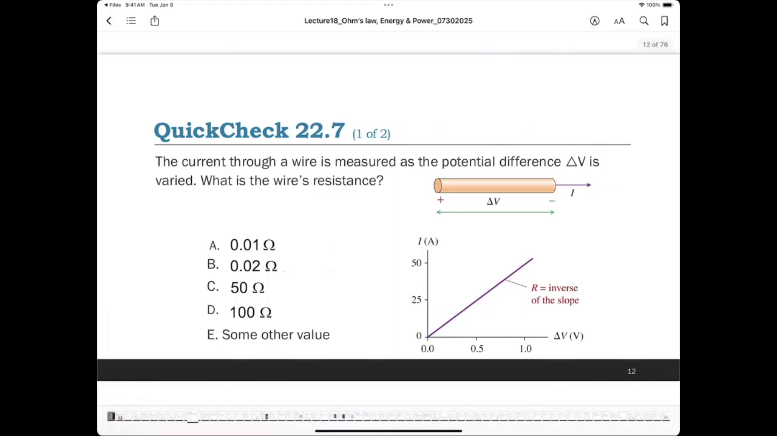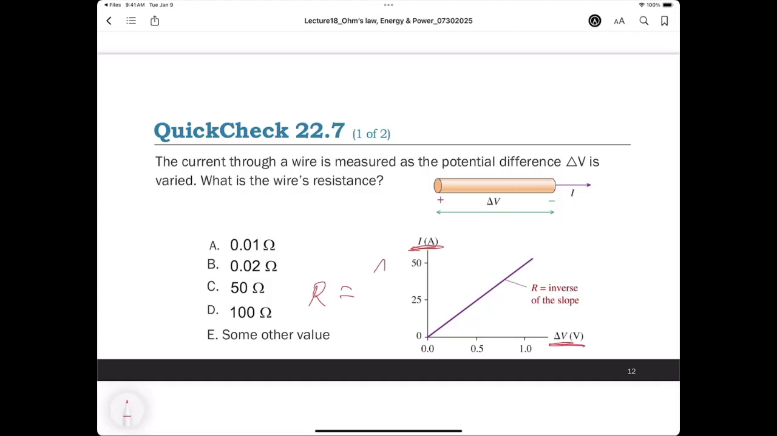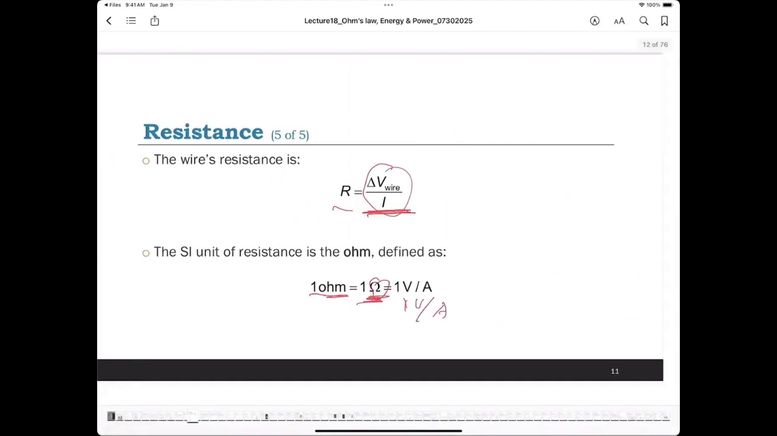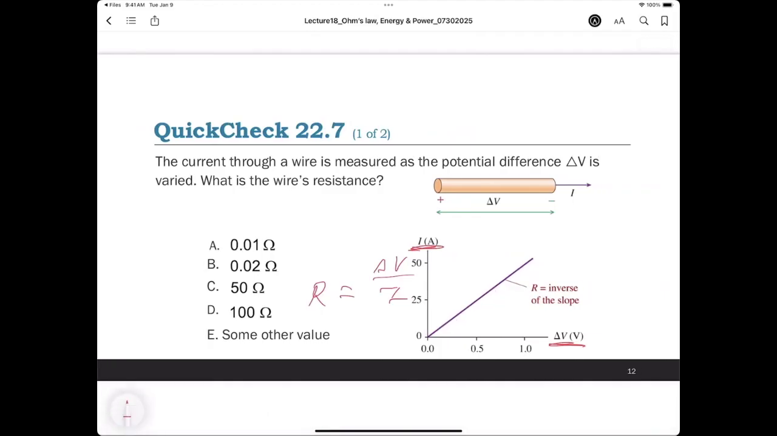Let's check some quick check questions. The current through a wire is measured as the potential difference delta V is varied. What's the wire's resistance? You can see here, this is delta V, this is I, which R equals what? R equals delta V divided by I, right? Just as we talked about. And you can see here, you can just get one value. From here, if the voltage is 1 and the current is around 15, then the resistance is 1/15. What's the value? It is this one.